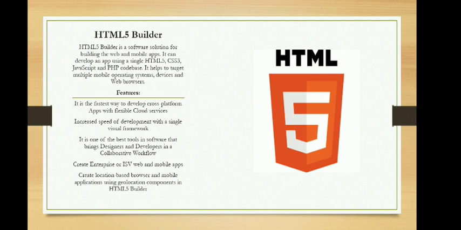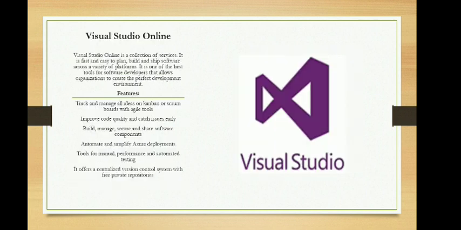Features: it is the fastest way to develop cross-platform apps with flexible cloud services. Increase the speed of development with a single visual framework. It is one of the best tools in software that brings design and developers into a collaborative workflow. Create enterprise or ISV web and mobile apps. Create location-based browser and mobile applications using geolocation components in HTML5 Builder.